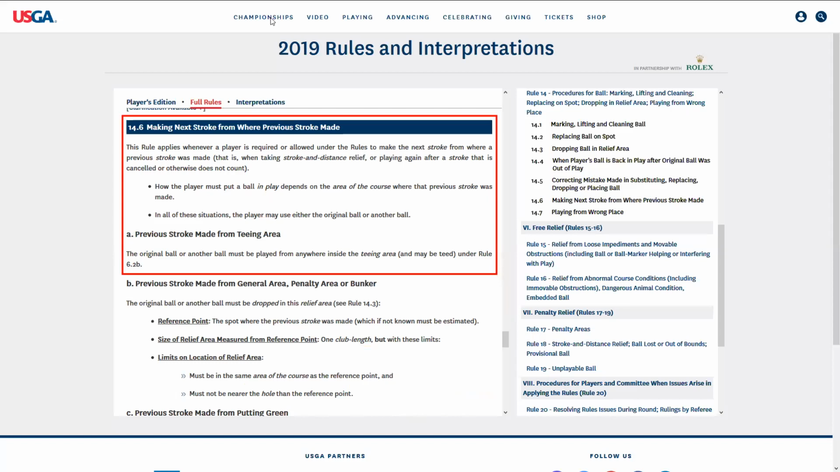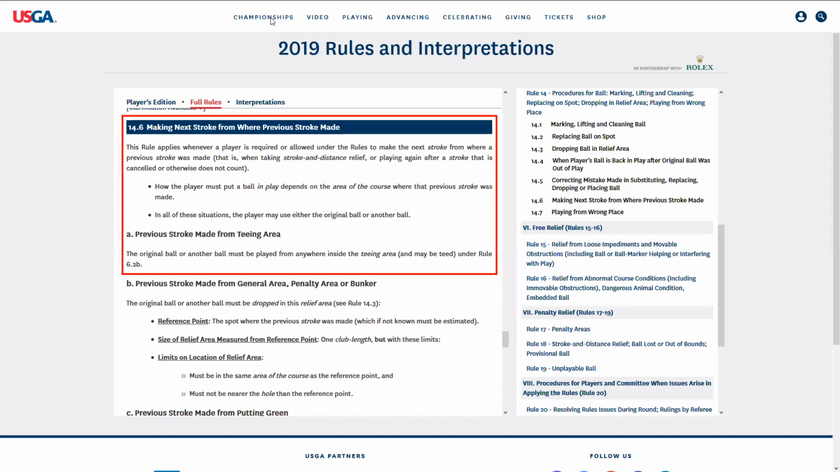So an example of when you would play from another place because a stroke does not count. An example would be you're on the putting green, you putt and your ball hits a mouse. You're required under the rules to make your next stroke from where your previous stroke was made. How the player puts the ball in play depends on the area of the course. In all of these situations, the player may use either the original ball or another ball. So think about that. If your ball is on the putting green and you putt and you hit a mouse, you are required to play from where your previous stroke was made. It's sort of counterintuitive, but you can substitute balls.